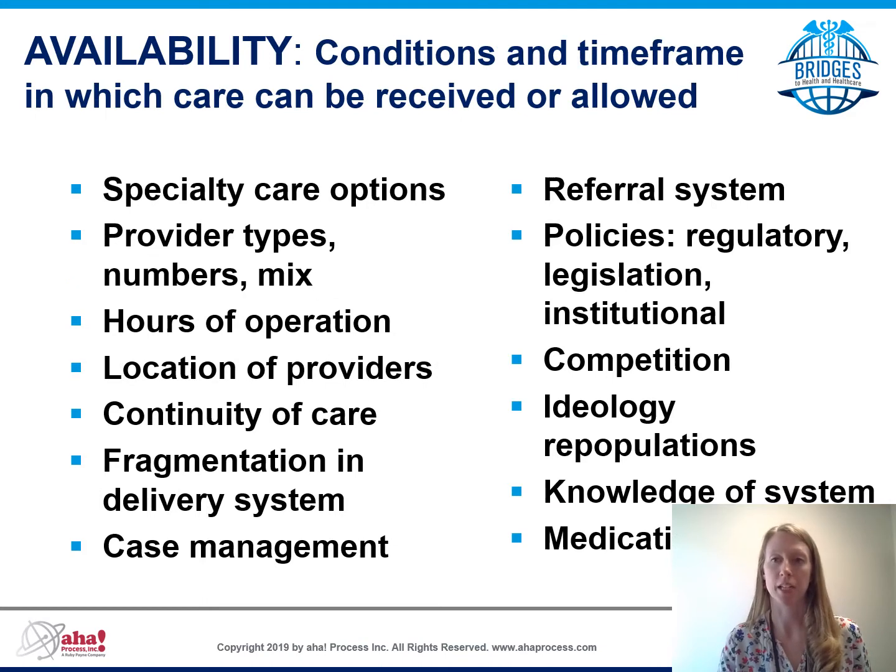Next is availability, which contains some elements that may overlap with the notion of access. But here we're considering some of the healthcare infrastructure. Where are practices located? What are their hours? How many of them are there in a community? How do people know they're there at all?